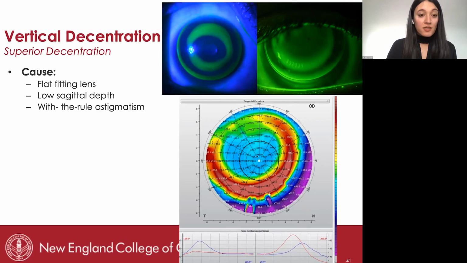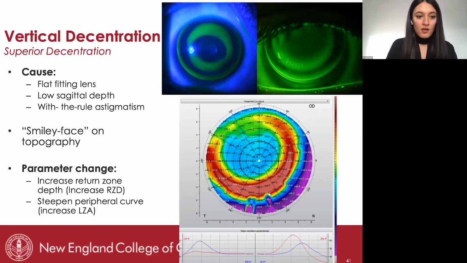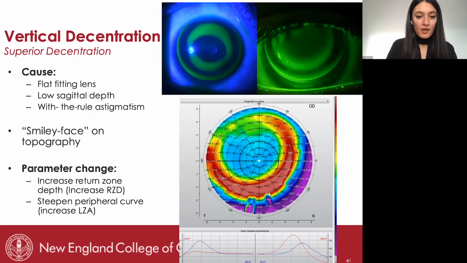So a flat fitting lens has a low sagittal depth. Sometimes these are more commonly seen with the rule astigmatism. And on topography, we call this a smiley face topography, where that treatment zone or treatment curve or reverse curve isn't fully complete, and it looks like a smiley face on the actual topography. So we would, in this case, increase the return zone or steepen the peripheral curve, increase the LZA.